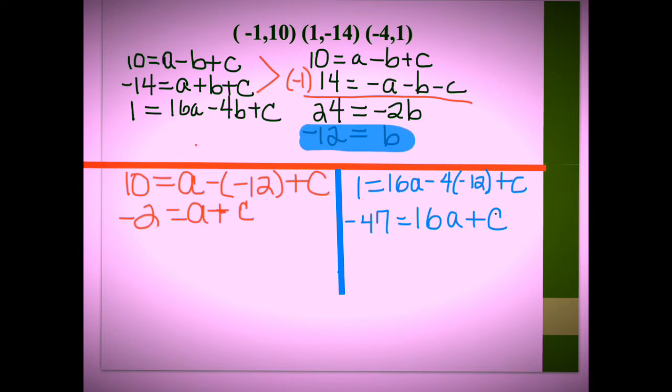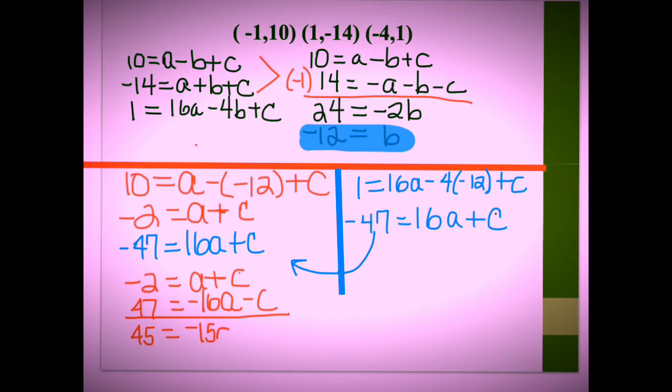So as we do that, we come up with the following expressions after substitution, and then we are going to move this expression over here. Here we go. So we're going to move this expression right here over here so that we can put it together and eliminate another variable. So we're going to take -2 equals a plus c, which is from up here.